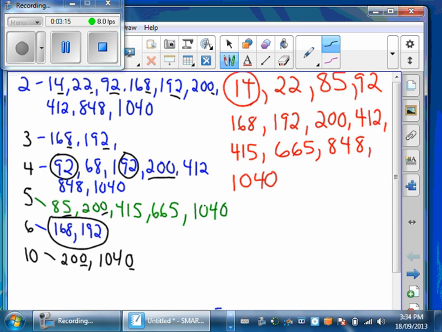Make your corrections. And you can hit the pause button now.